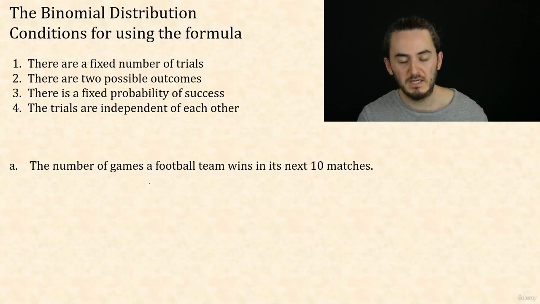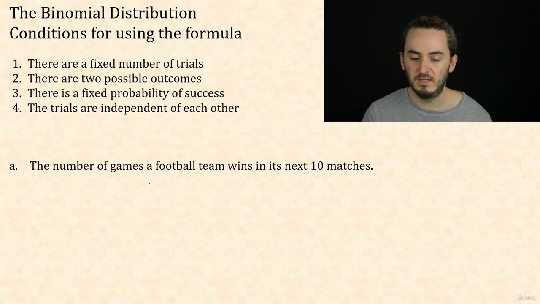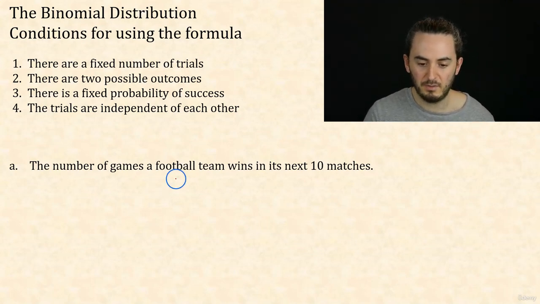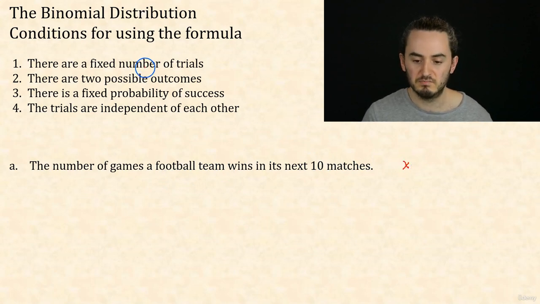Whereas if you're playing a really strong team, it might be low that you'd win. So it fails 3. So that one's going to get a cross. It does meet some of the others. So I do think it's certainly got a fixed number of trials, 10 matches.